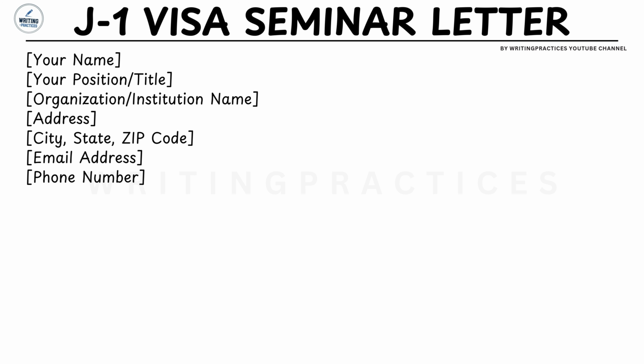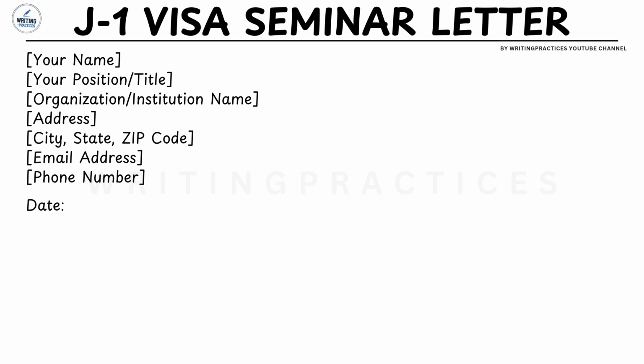In the template, this section looks like this: your name, your position or title, organization or institution name, address, city, state, ZIP code, email address, phone number. Including all these details is critical because it establishes professionalism and transparency. The consulate needs to know exactly who is sending the letter and how they can reach you if required.